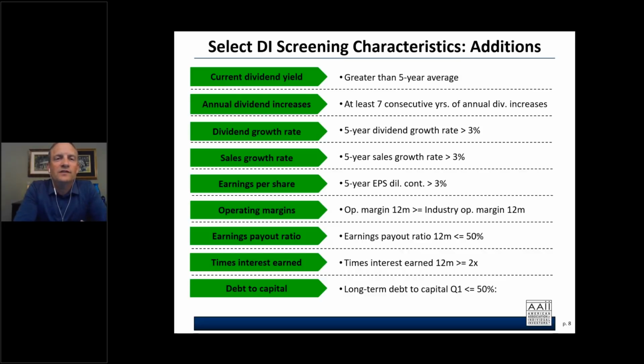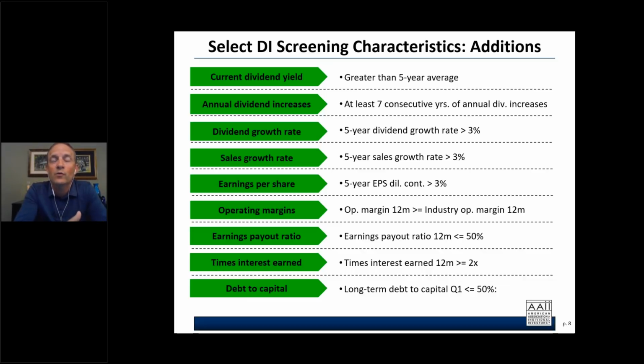I told you I was going to talk about some of the screening characteristics we look at. So to qualify, you have to pass, and this is just a sampling of a few of them. Again, we look at over 40 different characteristics, but here are some of the ones we look at to add a stock to the portfolio. We look at the current dividend yield. We're looking for companies that have a dividend yield that's greater than its 5-year average. We look at annual dividend increases. So for a company to be in the dividend investing portfolio, it has to have at least 7 consecutive years of annual dividend increases, and that's just at a minimum.